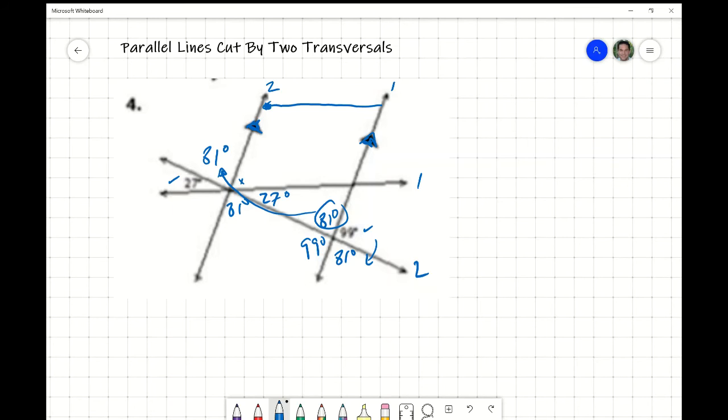Let's go into our calculator and let's take 180, because that right there is a linear triple, 1, 2, 3 angles. We're going to take 180 and we're going to subtract 27 minus 81 and we're going to end up with 72 degrees. So right there is 72 degrees. All right, so this means this angle over here is 72 degrees, right? Okay, so we've got all these filled out down here.